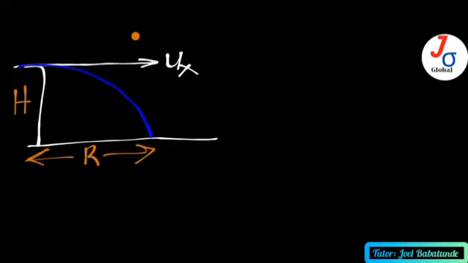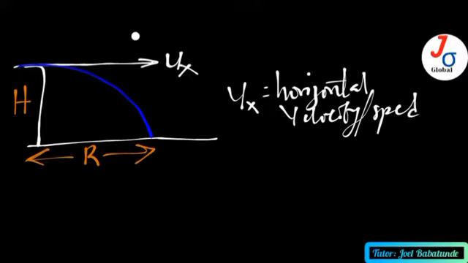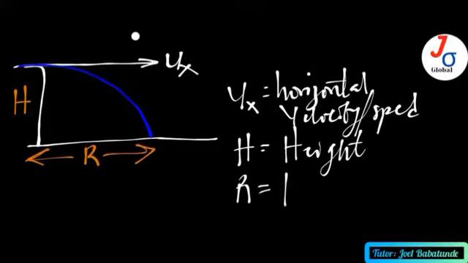Now the question is, what is UX? UX is actually called the horizontal velocity or speed. What's H? H is the height, the height at which the ball is projected from. Then you have the R, which is the range.